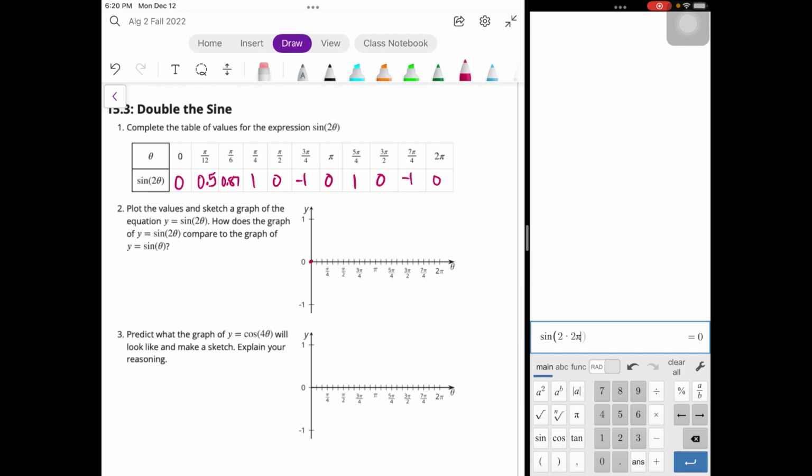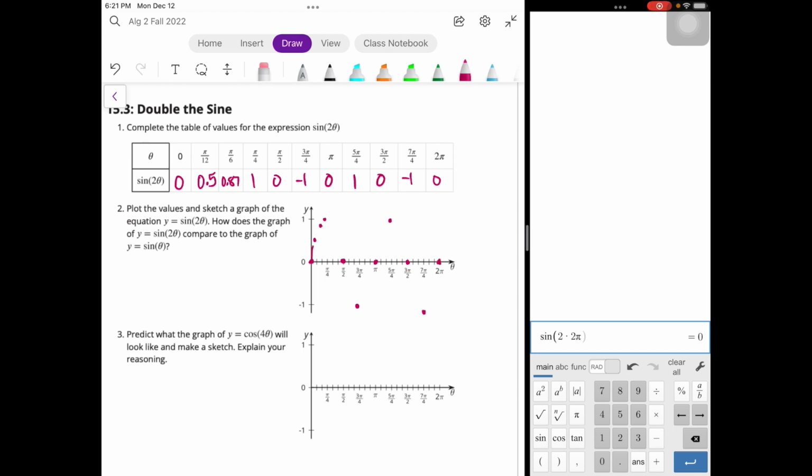So we have the point 0, 0. Pi over 12 is that first marker, and that's at 1/2. Pi over 6 is the next one, and that's up here at 0.87. Pi over 4 is 1. Pi over 2 is 0. 3 pi over 4 is negative 1. Pi is 0. 5 pi over 4 is 1. 3 pi over 2 is 0. 7 pi over 4 is negative 1. And 2 pi is 0.